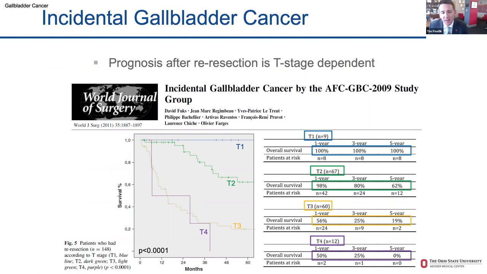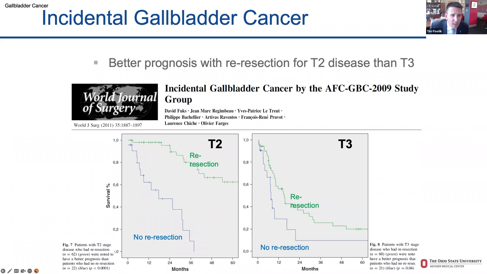And what you see in this slide is that the overall survival tracks very strongly with the T category, and that the prognosis after re-resection is T-stage dependent, with patients who have T1 or T2 disease having very good survival, a 5-year survival around 60 to 100%. But those patients who have T3 disease, the 5-year survival is significantly worse at only 20%. If we look at T2 and T3 disease, again you can see the pronounced difference in long-term survival amongst patients who get re-resected, about 60% at 5 years compared to 20% at 5 years. Again, there appears to be a benefit of re-resection in both groups, but the benefit seems to be much more pronounced in patients with T2 disease.